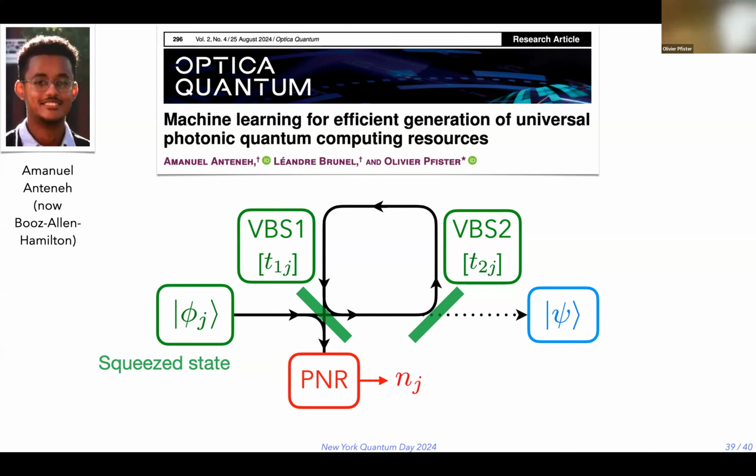And what the agent can do, once the neural network is trained, is change the transmittivity here, change the type of squeezed state that it sends there, and the information is the photon number there. And you figure out your own rules. I don't know how it works. You just learn from me.